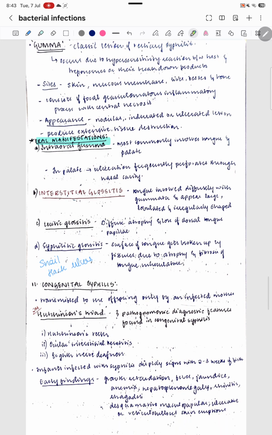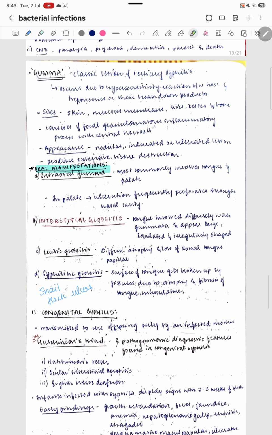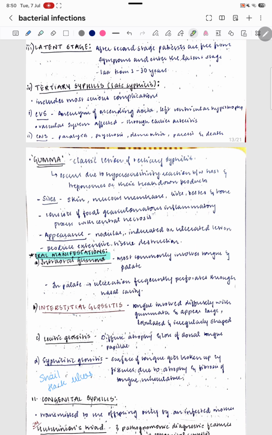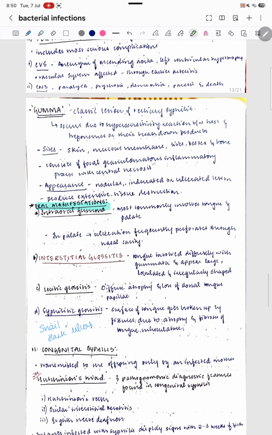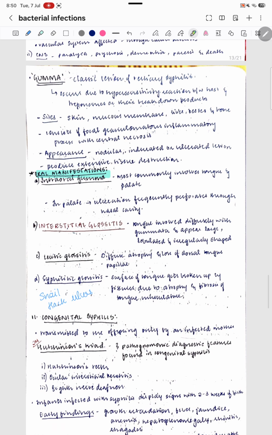Okay, the sites on which it occurs are skin, mucous membrane, liver, testis, and bone. Basically gumma is a classic lesion, a type of hypersensitivity reaction between the bacteria and the host. Gumma is the tertiary lesion of tertiary syphilis, occurring due to hypersensitivity reaction, and Treponema breakdown products in this lesion. It occurs in the skin, mucous membrane, liver, testis, and bone, and it consists of focal granulomatous inflammation.